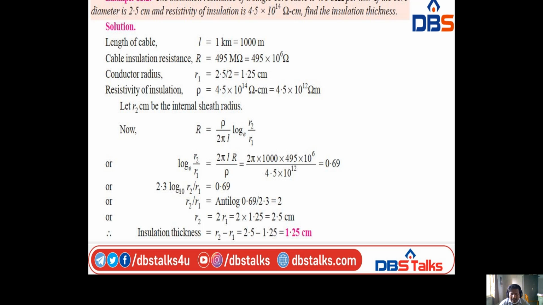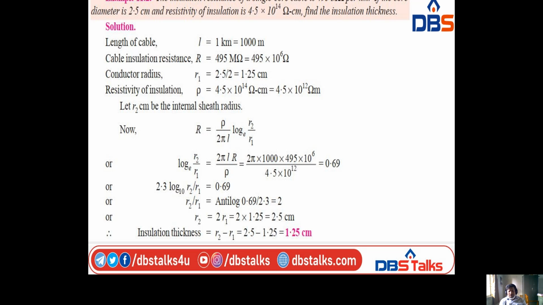So the given length of the cable L is equal to 1 kilometer, that is equal to 1000 meter. The given insulation resistance capital R is equal to 495 mega ohm, that is equal to 495 into 10 power 6 ohm. Then conductor radius R1 is equal to diameter by 2, that is 2.5 by 2, equal to 1.25 centimeter. Resistivity rho is equal to 4.5 into 10 power 14 ohm centimeter, that may be converted into ohm meter, that is equal to 4.5 into 10 power 12 ohm meter.